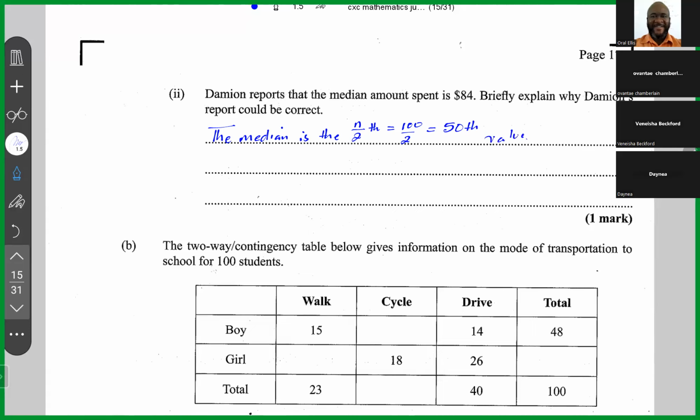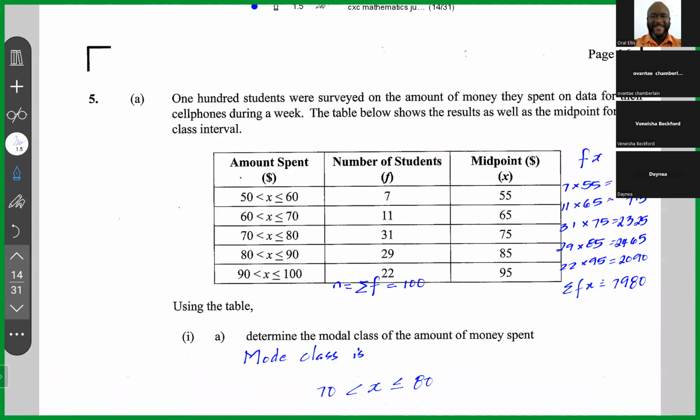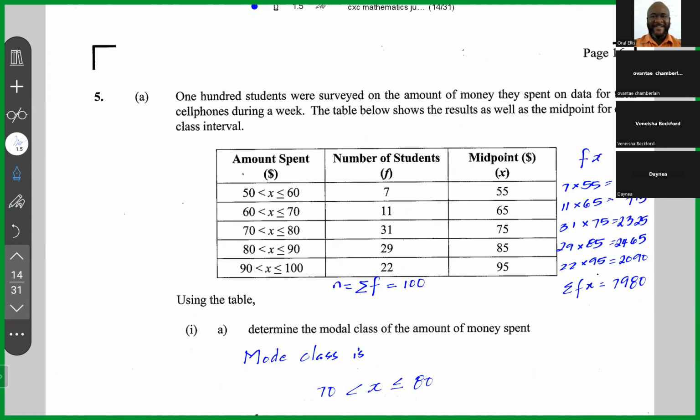So let us see which class the 50th value falls in. Damian's estimate is that the median is $84. The median is the 50th value. So let us see where the 50th value falls.